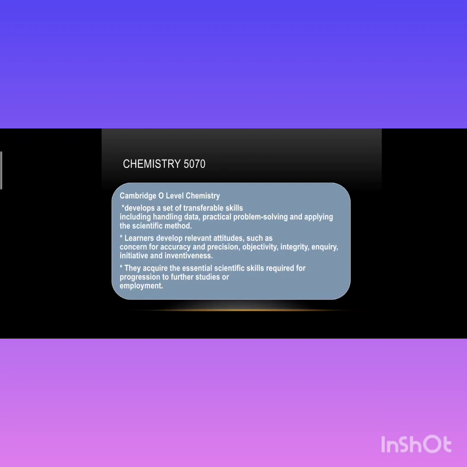They will have objectivity in their mind. Their integrity, inquiry, and initiative approaches are going to become polished by the passage of time. The learners also acquire the essential scientific skills required for progression to further studies or employment.